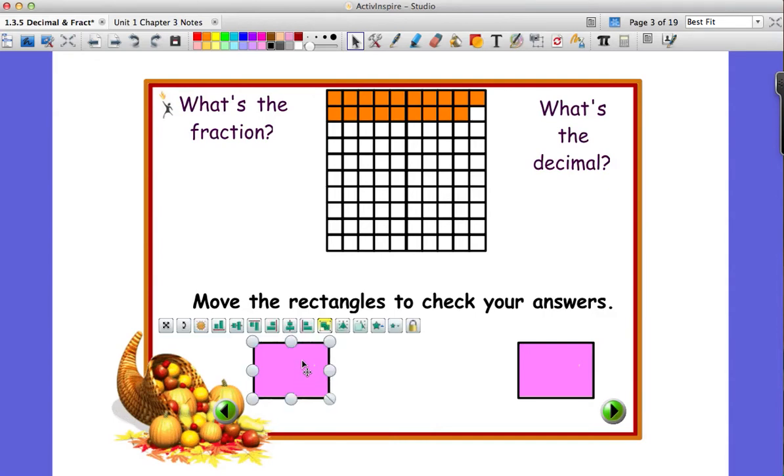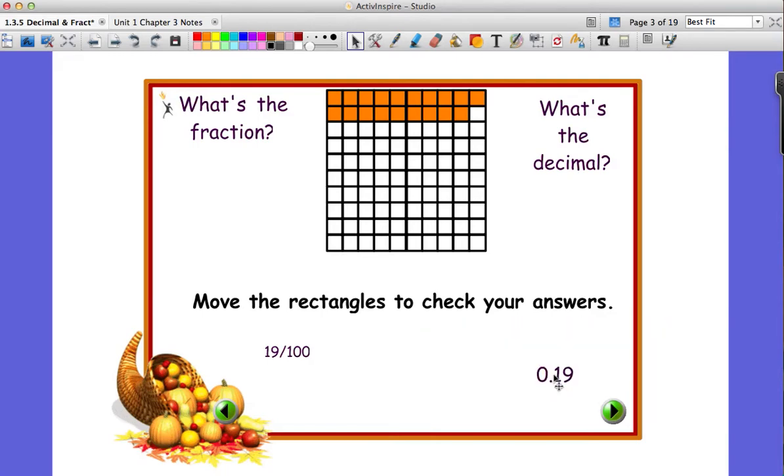All right, so for the first one, for your fraction, you should have gotten 19 out of 100, which means for your decimal, you should have gotten 19 hundredths. Again, both of them sound exactly the same.